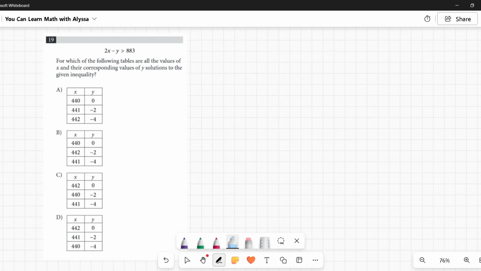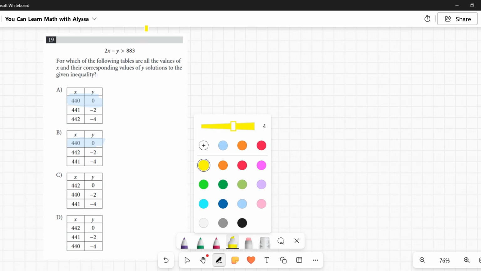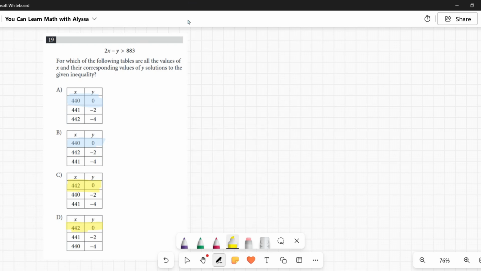So I see when y is 0, for each of these, there's one where y is 0. In all four tables here, there's one where y is 0. In the first two, when y is 0, x is 440. In the bottom two, when y is 0, x is 442. So if I put 0 in here and see which of these is accurate, then I can eliminate two of them. I want to narrow the field in a way that doesn't just take out one at a time. It has to take out two at a time.